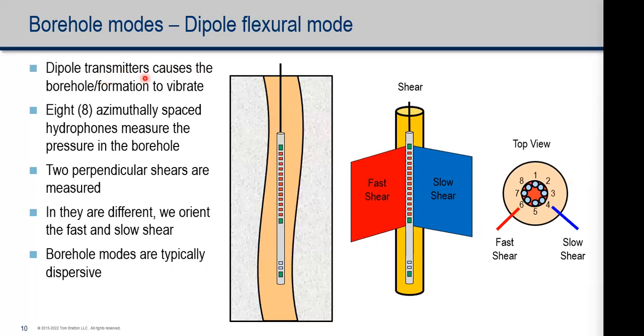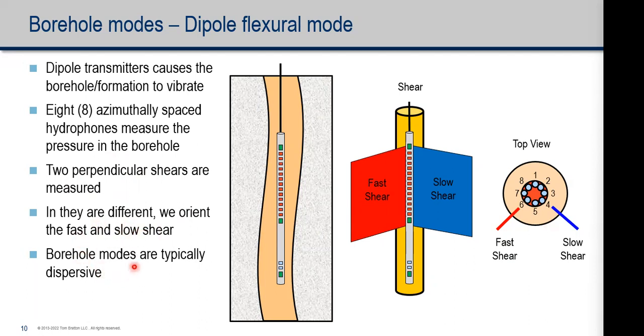Well, dipole transmitters cause the earth to vibrate. And so you can see this borehole is vibrating back and forth. And this causes a pressure disturbance, so that at the hydrophones that we measure at the receiver array, when the borehole is moving to the right, we get a high pressure on the left and a low pressure on the right. And so we measure the pressure in the borehole, and we can determine two perpendicular shears. And when they're different, we can orient them. The one that's faster, we call fast, and perpendicular to that should be a slow shear.